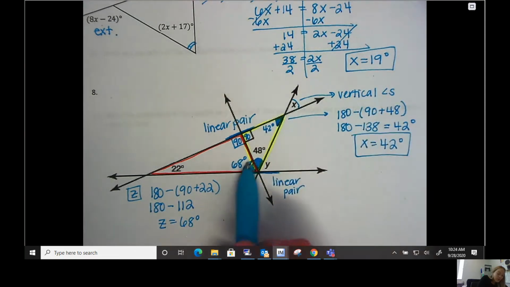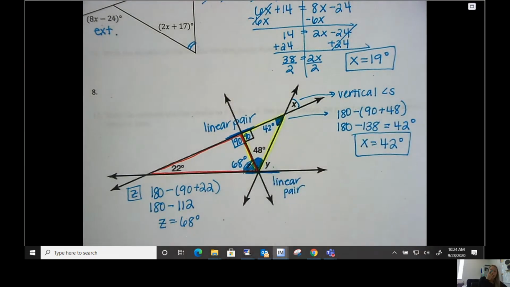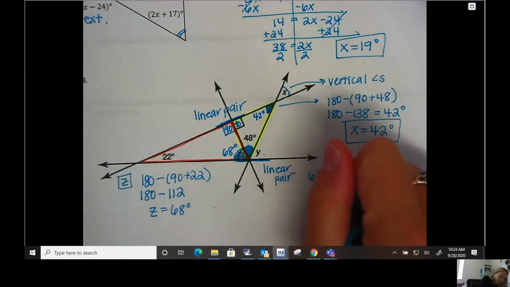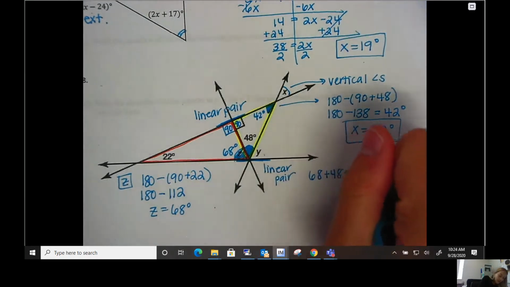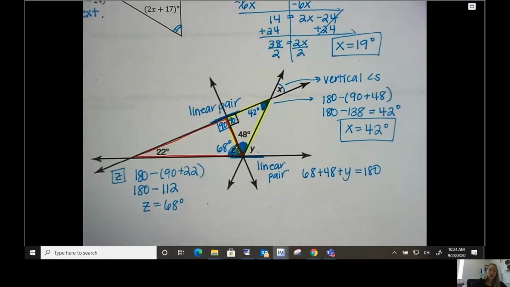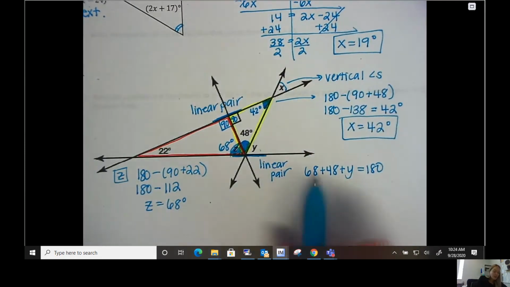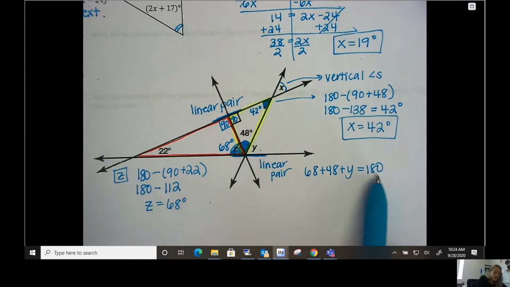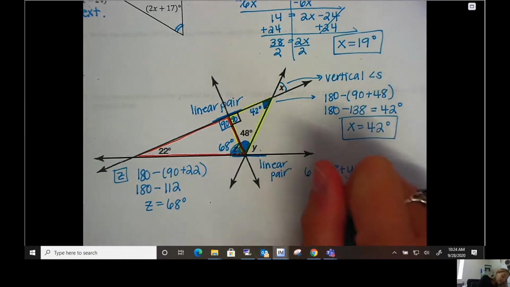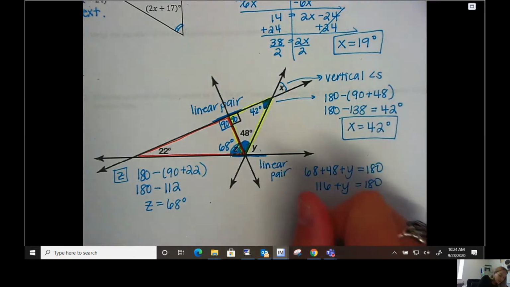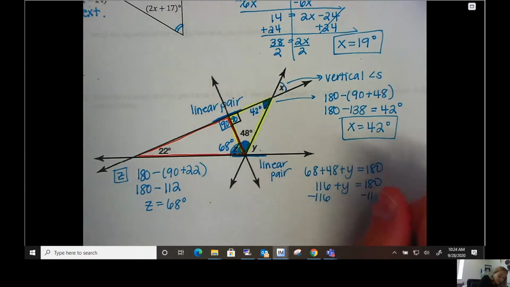Right, so all three of these should add up to be 180 degrees. So if I add together 68, 48, and Y, it should give me 180 degrees, a linear pair. Then it just becomes an algebra problem, or it's essentially the same type up here, where I add the two numbers and I subtract it from 180. So 68 and 48 gives me 116. And then to get the Y by itself, I just subtract 116 from both sides.